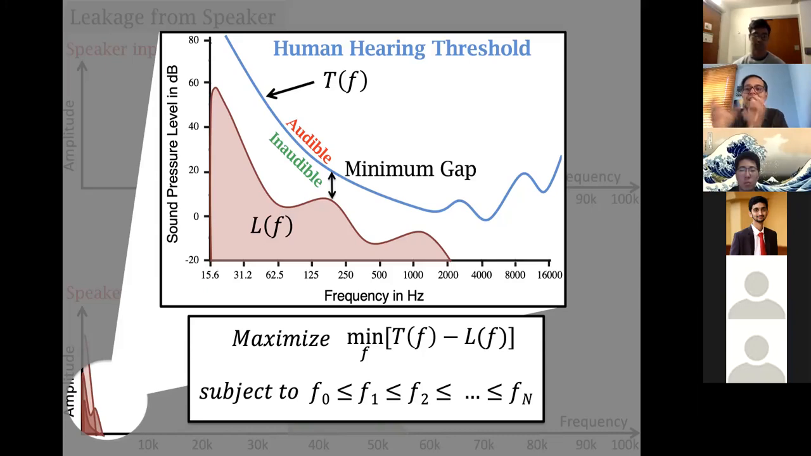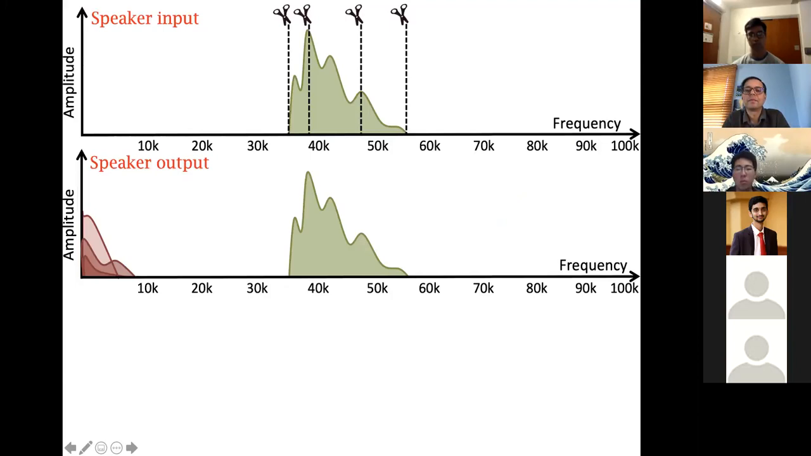You find the right F1, F2, F3 vector that maximizes that minimum separation. Okay, so you optimize this. You find the right values of F0, F1, F2, through Fn, and accordingly you chop the input signal. Very good. You have the right input signal.